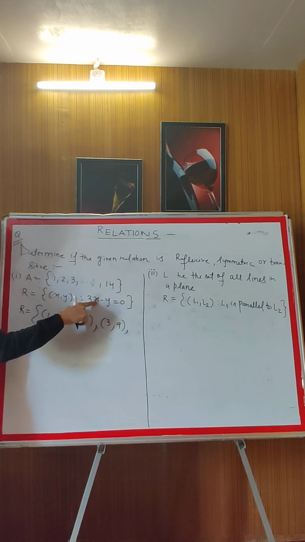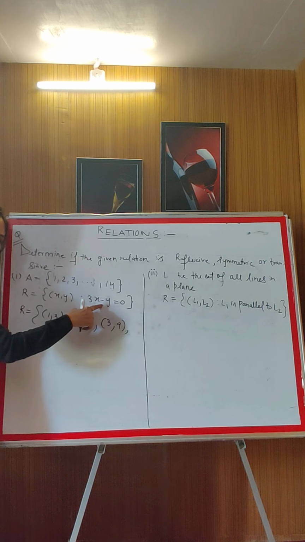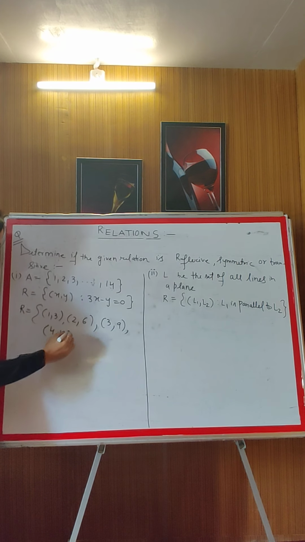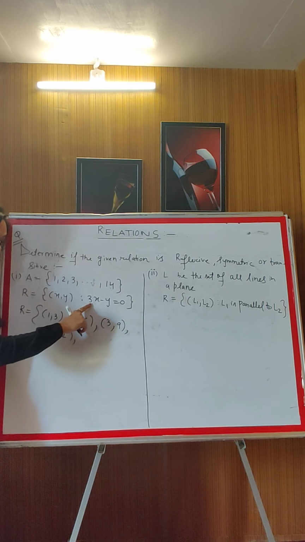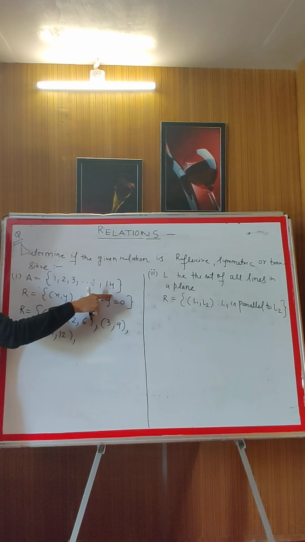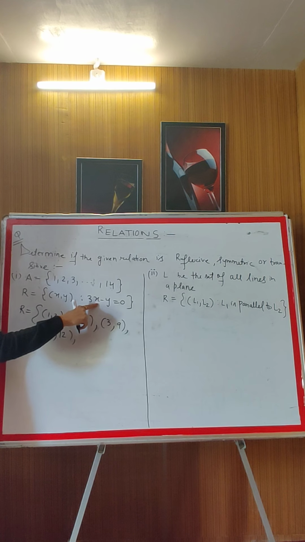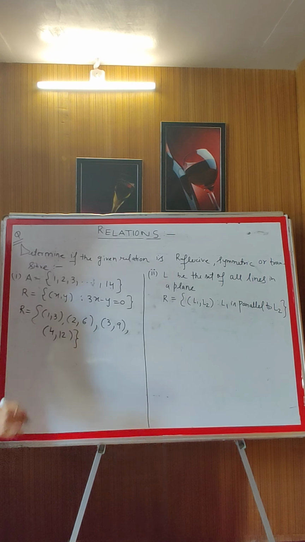Next element, if I choose x as 4, 3 fours are 12, so y has to be 12 to make it 0. Now if I put x equal to 5, 3 fives are 15, so y has to be 15. But can we do so? Do we have 15 in the given non-empty set? No, we are restricted till 14 only. So we cannot put x equal to 5 here, and we stop here.